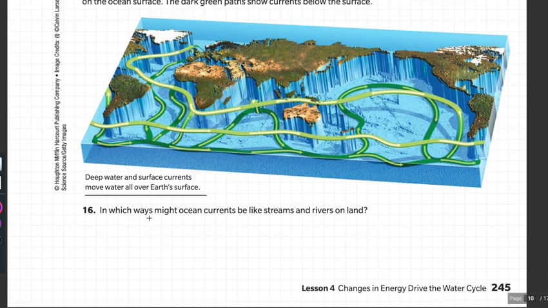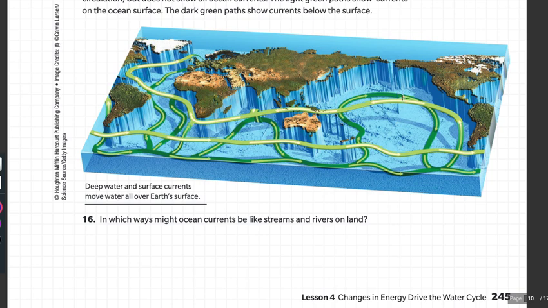In which ways might ocean currents be like streams and rivers on land? Well, similar, they move material around, they balance things out. That's how you get the garbage patches in the middle of the ocean. There's a giant garbage patch in the Pacific, one over here, and one here. Why do they settle in certain places? It's just like if you've ever seen a lake or a river where things gather in one place because of the water movement. It's the same concept. So it carries stuff around.